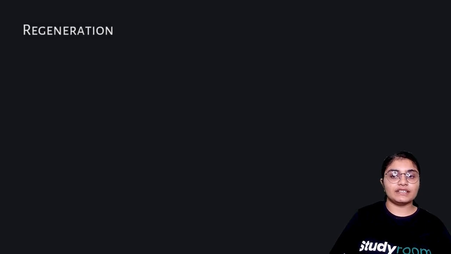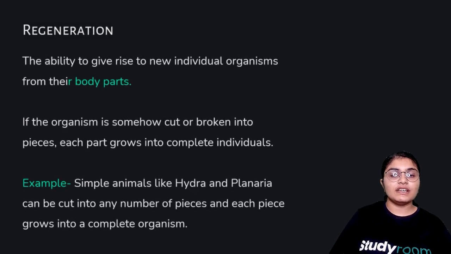Okay. Next up, we have regeneration. So regeneration is the ability to give rise to new individual organisms from their body parts. If the organism is somehow cut or broken into pieces, each part grows into a complete individual. So regeneration is carried out by specialized cells. These cells proliferate and make a large number of cells.